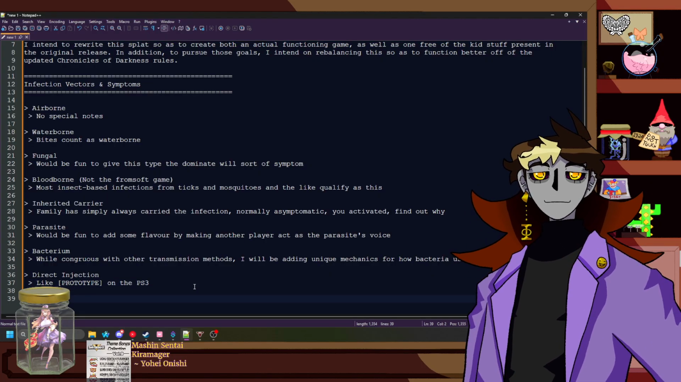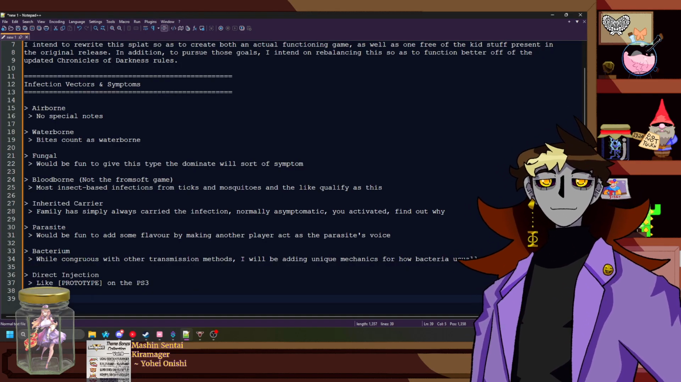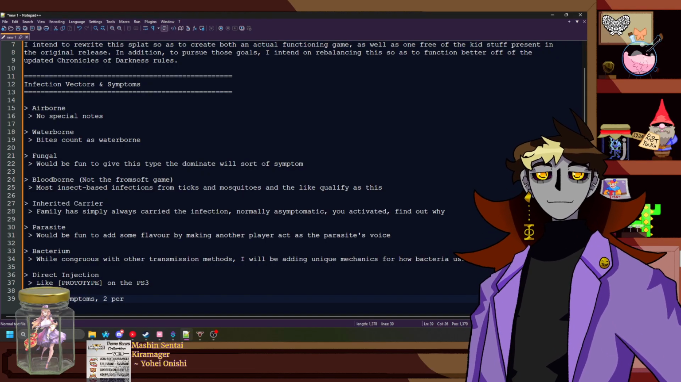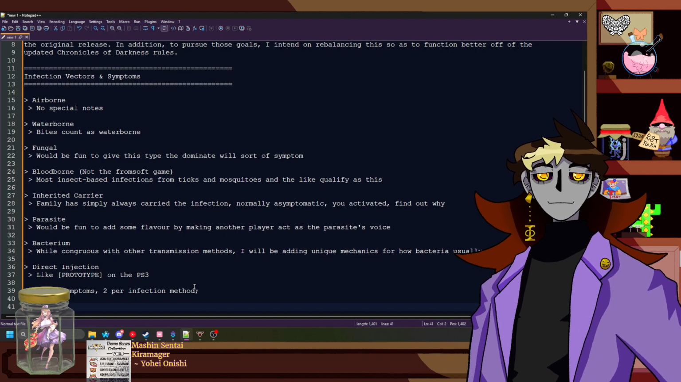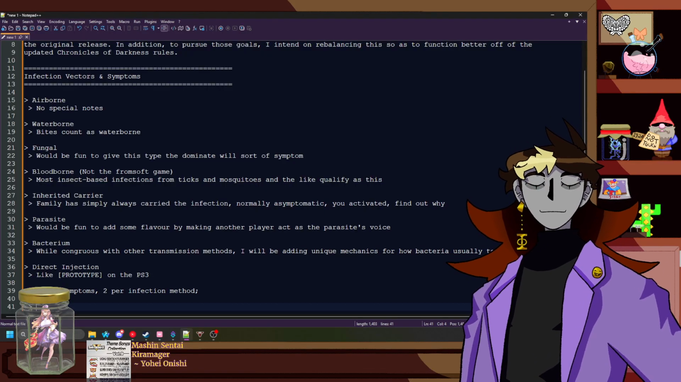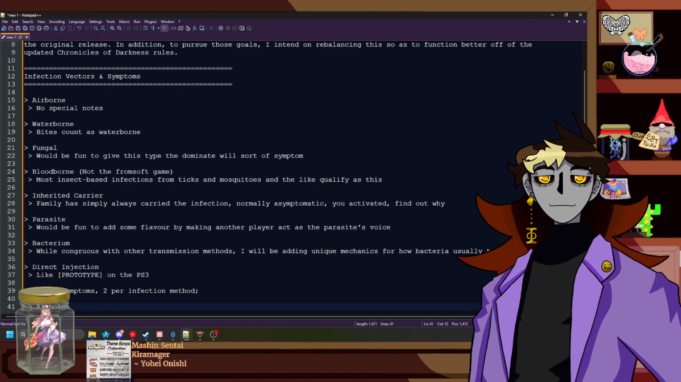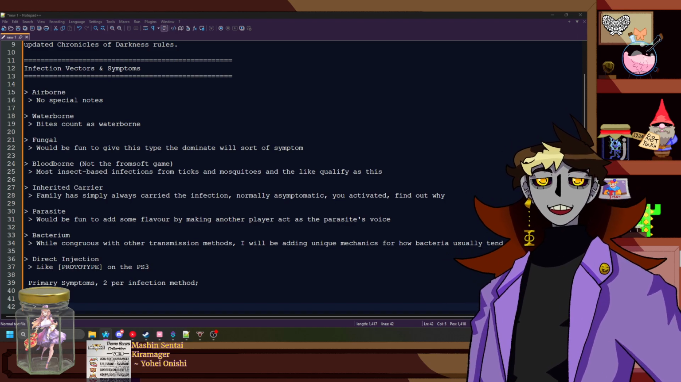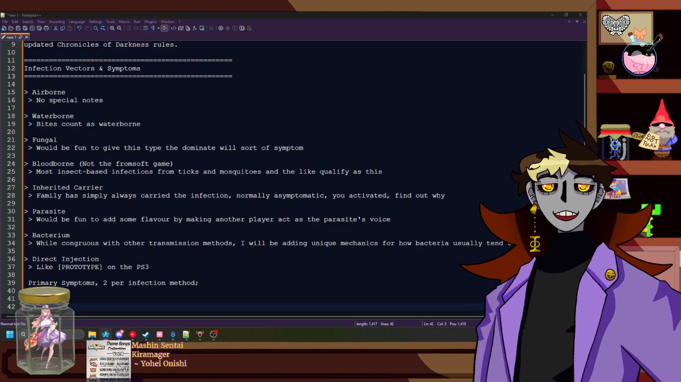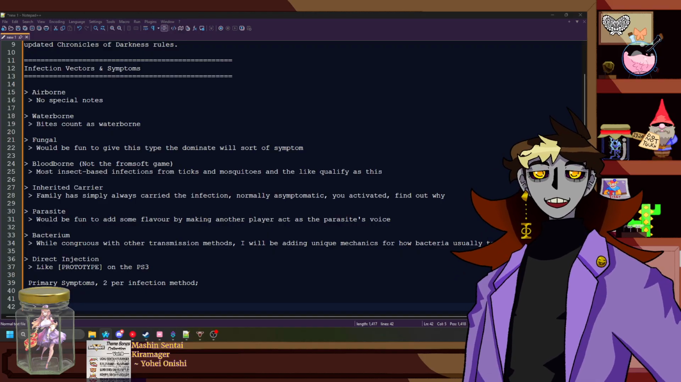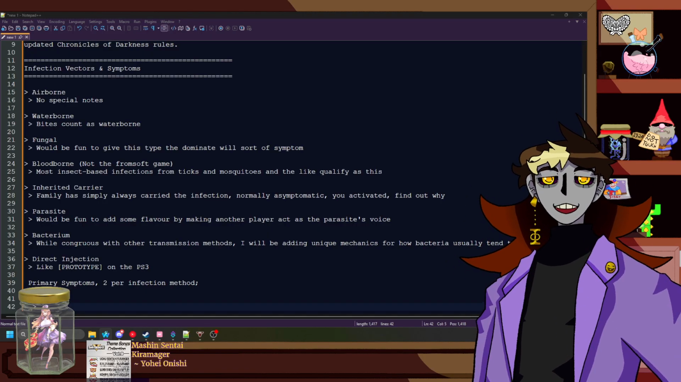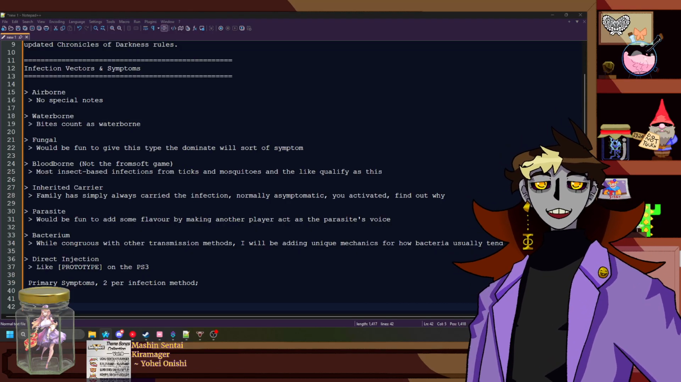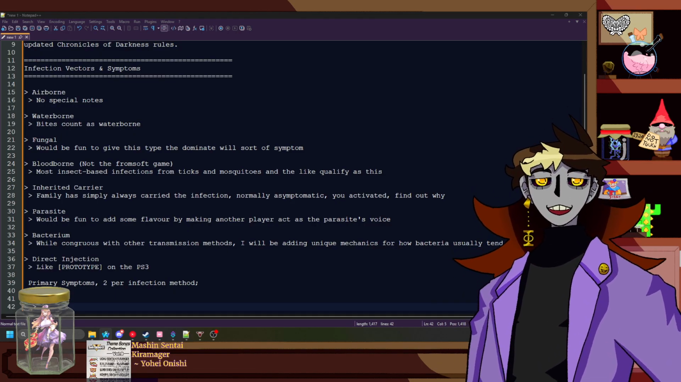All right, here we go. All right, so for airborne, I want the primary symptoms to have defining characteristics for each type of infection. So when you think of an airborne disease, you think of something like the flu or a cold, right? You're going to be coughing. You're going to be hacking up phlegm. Although I think I might give phlegm and other such slimy affairs to the waterborne.